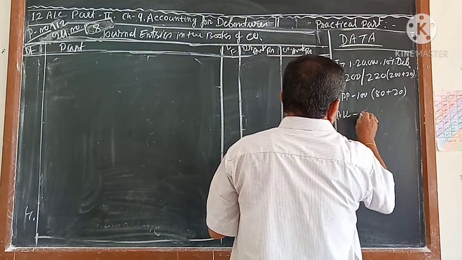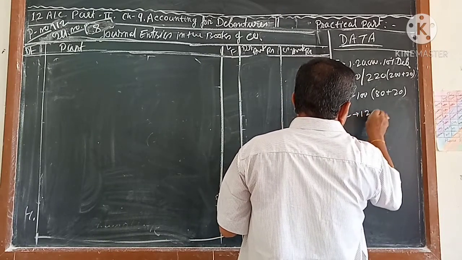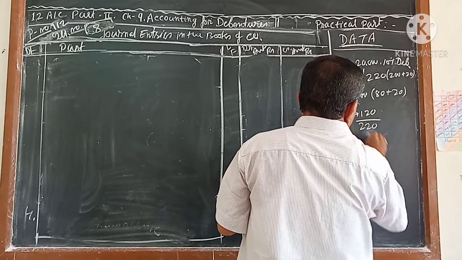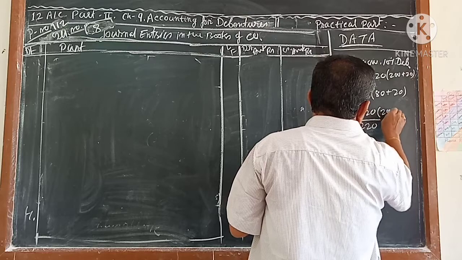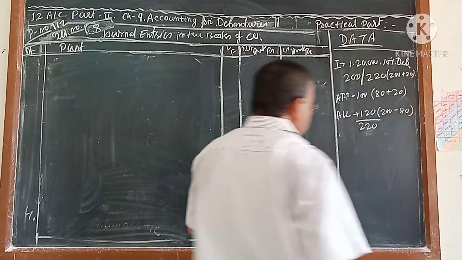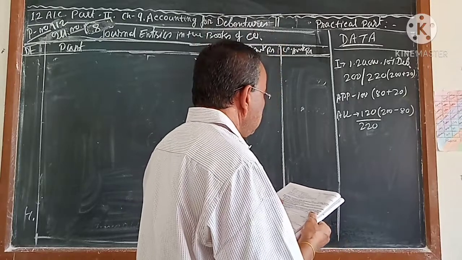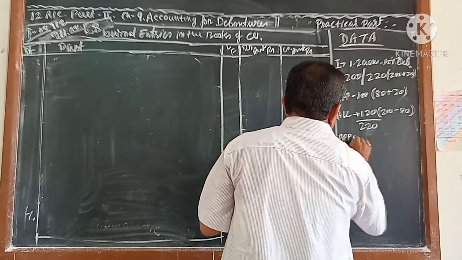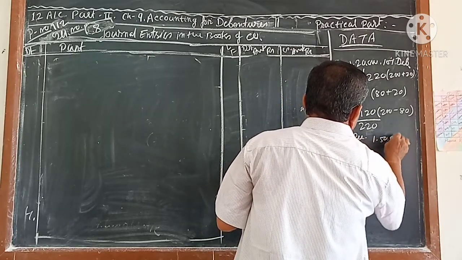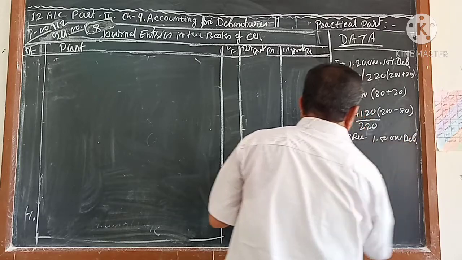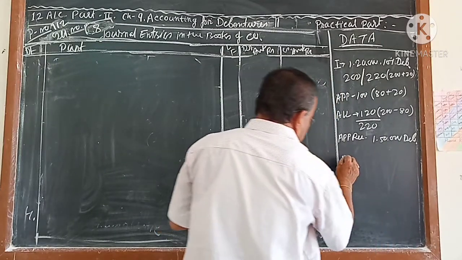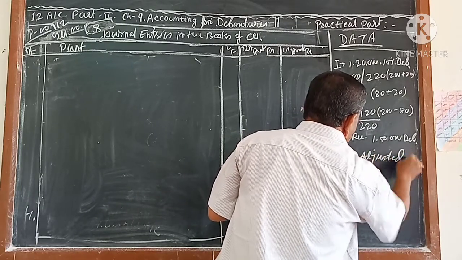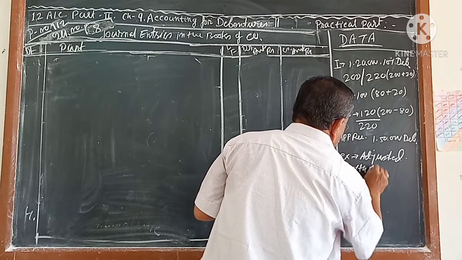And the balance amount you are taking on allotment. How much are you taking on allotment? You are taking 120, because 120 plus 100 is equal to 220. And how does this 120 come? It comes from 200 minus 80. So on allotment you are going to take 120 rupees. Applications received were for 1,50,000 10% debentures, and the excess is not refunded, it is adjusted with allotment.